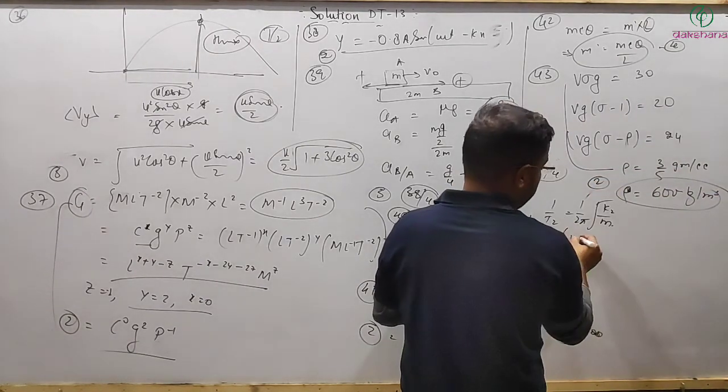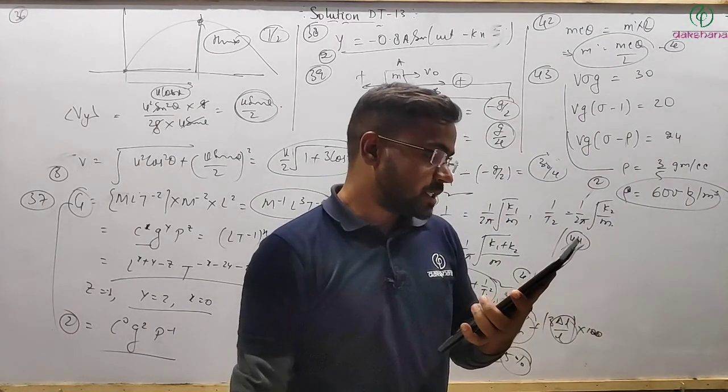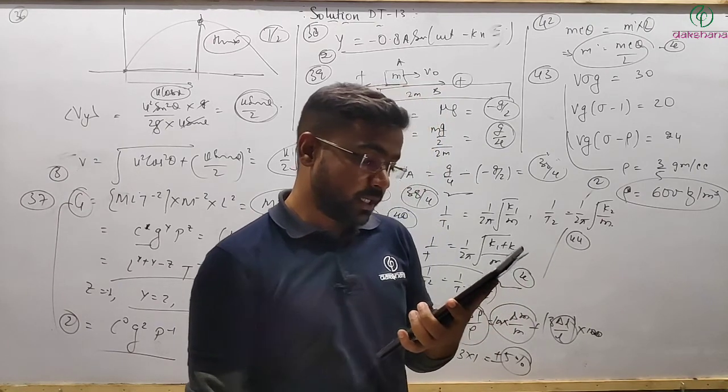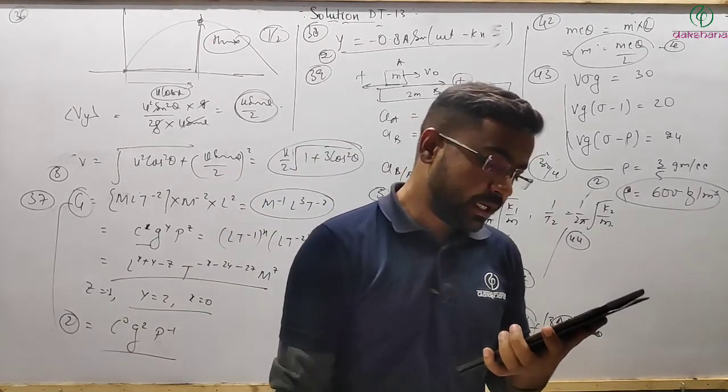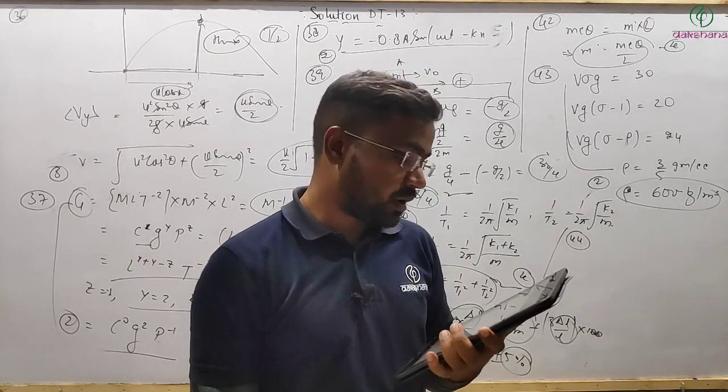Next, question number 44. An object of radius r and mass capital M is rolling horizontally without slipping with speed v. It then rolls up a hill to a maximum height h. Okay, h is given by 3v square by 4g. The moment of inertia of the object is?